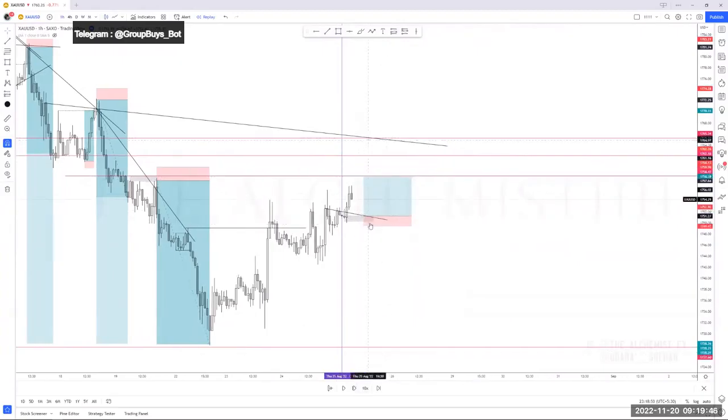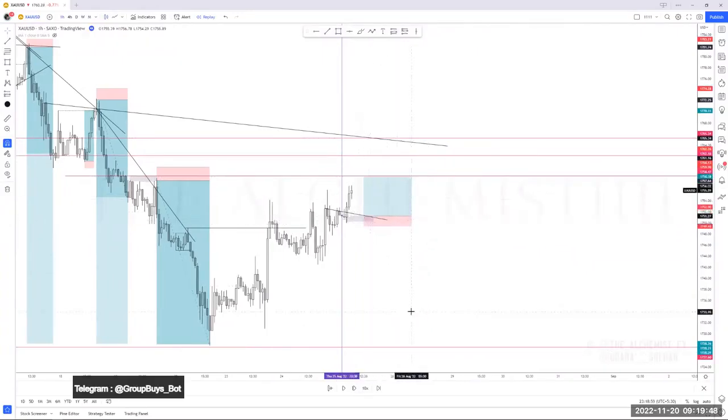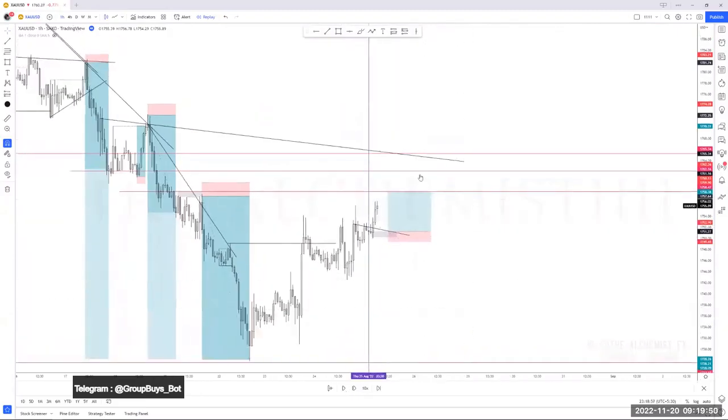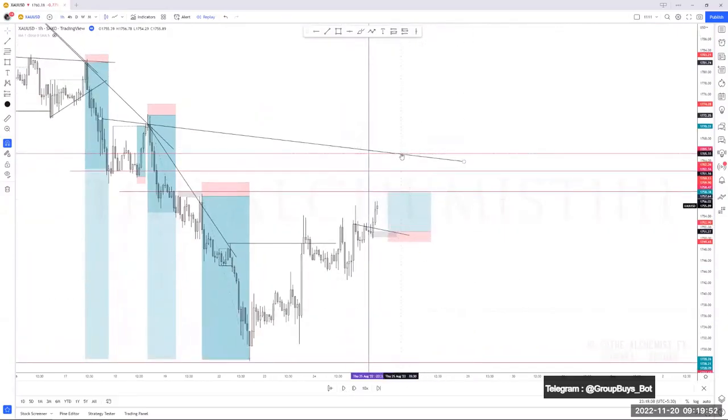But if it goes here and then comes here, are you gonna buy it? No, no way. You'll have to wait, because this is tapping into that weekly zone once again. Can you understand that? Let's wait.